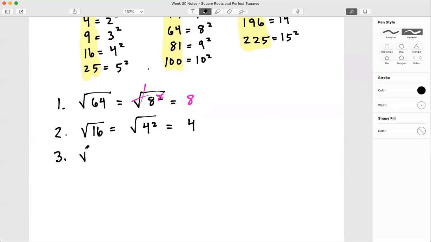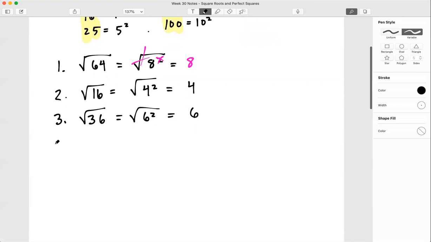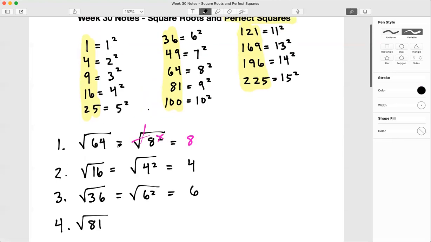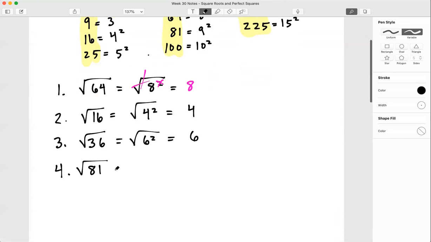Let's try the square root of 36. You try this one here. Okay, assuming you've tried it. That's the square root of 6 squared, which equals 6. Number 4, how about the square root of 81? What is that? Let's look at our chart. Well, 81 is 9 squared, so that's the square root of 9 squared, which is just 9. Okay, so just remembering that the square root and squared symbol, when they're both together like that, they cancel each other out, and then you're just left with the number that was squared.